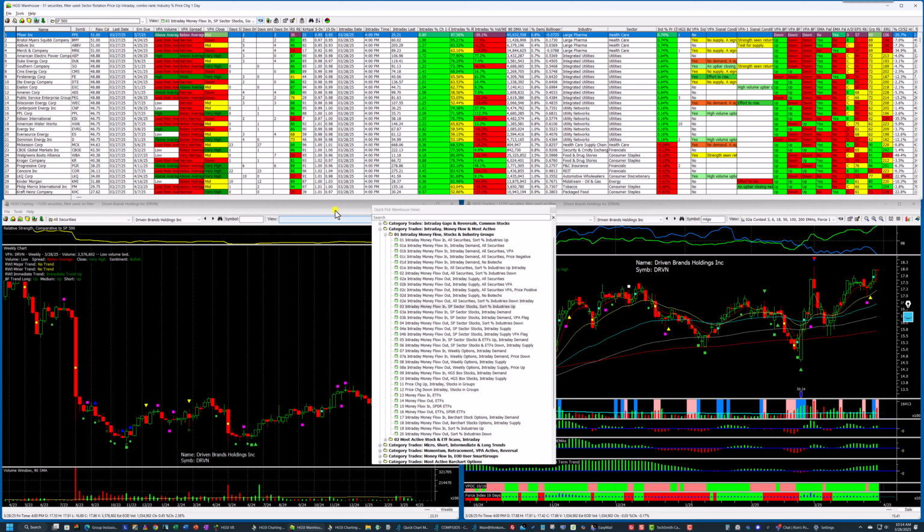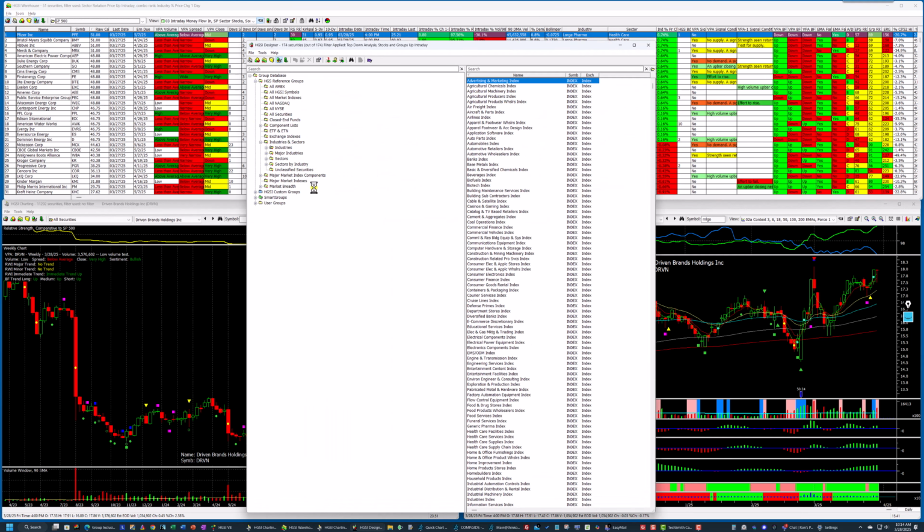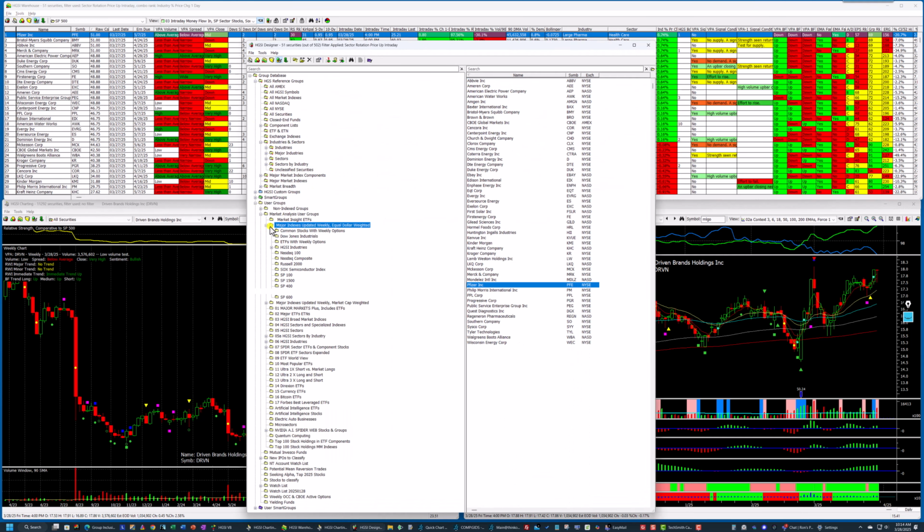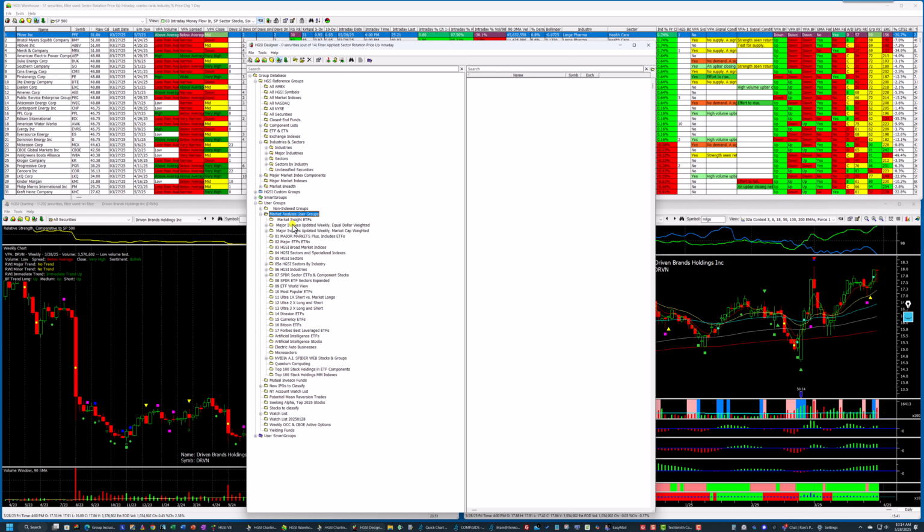Okay, everything is updated, so what I want to do here is go into my major market user groups. I try to keep these updated pretty regularly as stocks come in and out. This is the major markets updated weekly. This is equal dollar weighting, and this is market cap weighting.